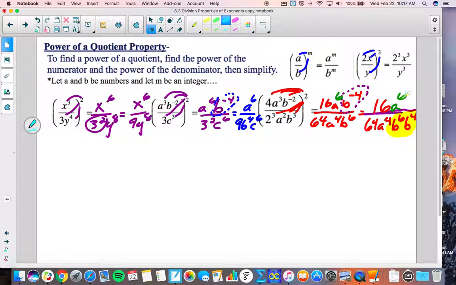Here, we have the same base on the opposite side of the fraction bar. I think of this as a battle. I got 6 a's on top being multiplied together, 4 a's on the bottom being multiplied together. The top is going to win by 2. So it'll be a squared on the top.